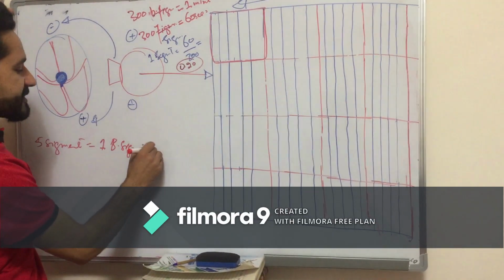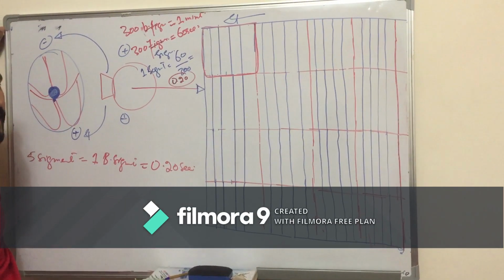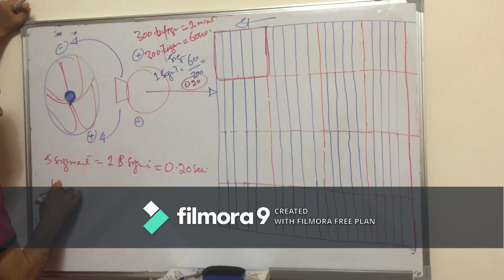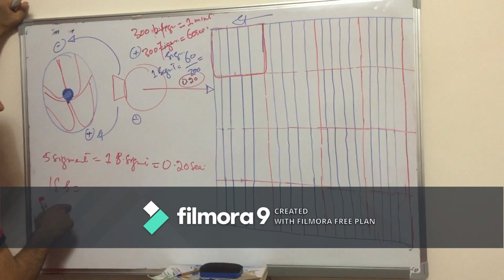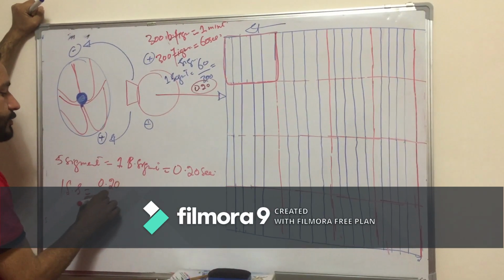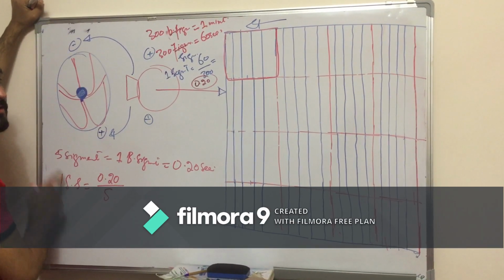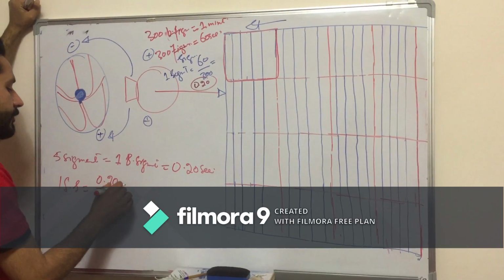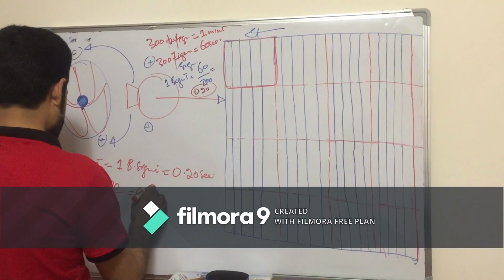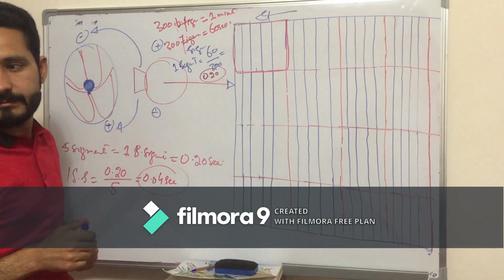And you know, one big segment takes how much time? 0.20 second. What will happen? One small segment is equal to what? 0.20 divided by 5, to find the time duration during which one small segment passes. 0.20 divided by 5 is approximately 0.04 second.